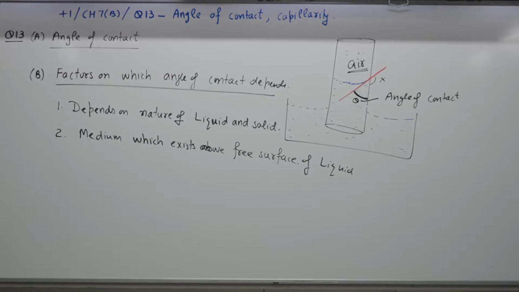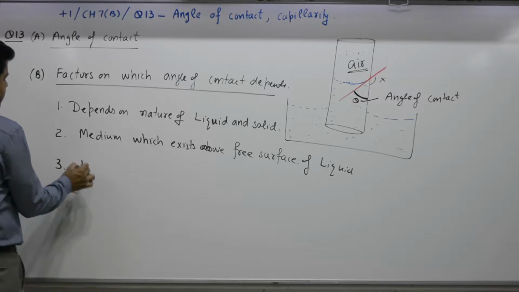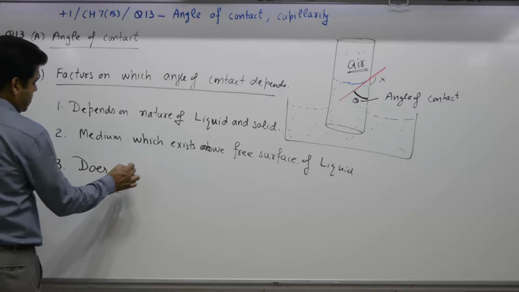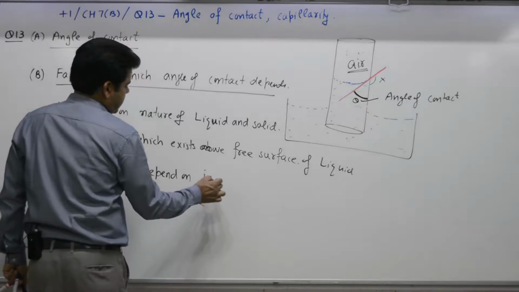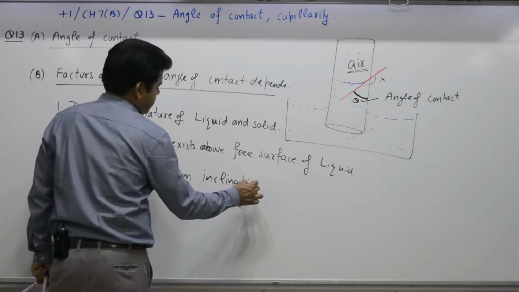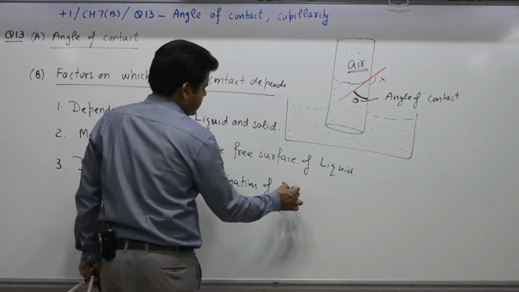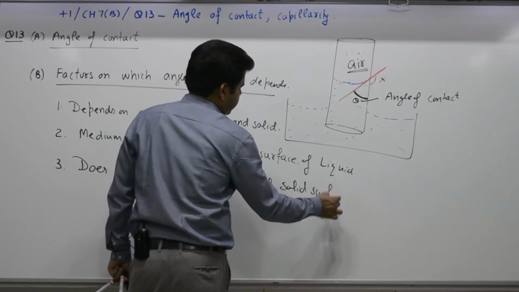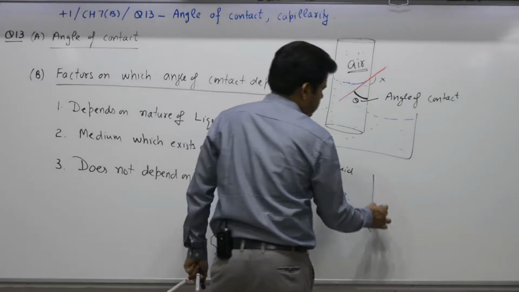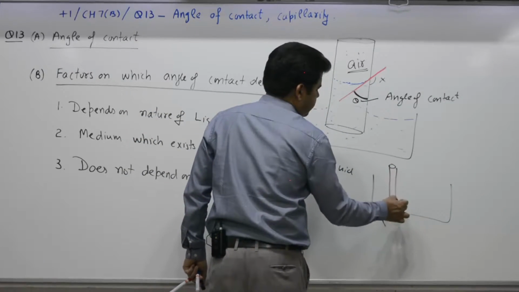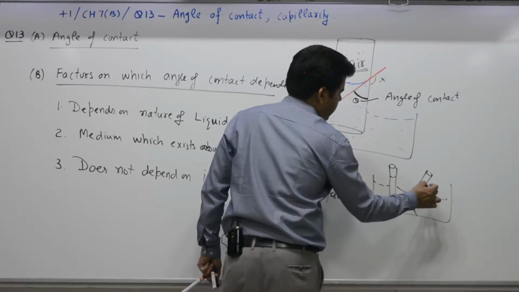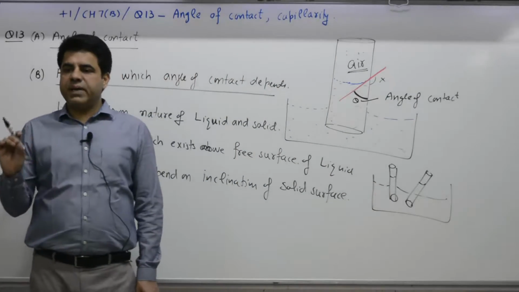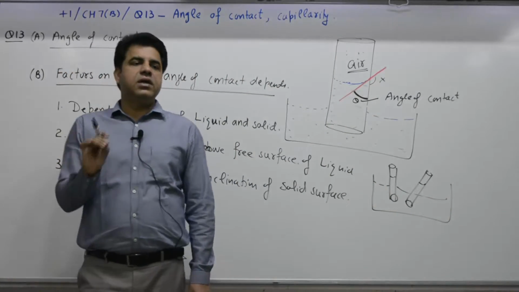Three. Independent of inclination of the solid to the liquid surface. Does not depend on inclination of solid surface. What does it mean? It means whether you keep the pipe vertical or incline it at certain angle, the angle of contact remains same, does not depend on inclination.